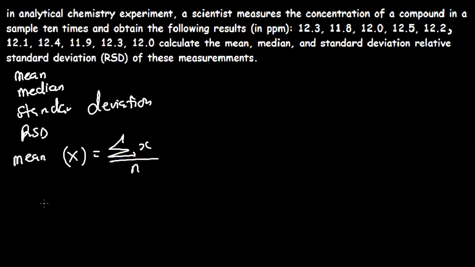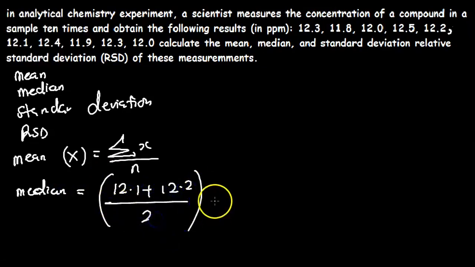What about the median? In this case, since there are 10 measurements, the median will be the average of the 5th and 6th values when we arrange them in ascending order. Therefore, the median in this case is going to be 12.1 plus 12.2 divided by 2. Sorry, my apologies, the sum is 24.3, because 12 plus 12 is 24, and 0.1 plus 0.2 is 0.3.